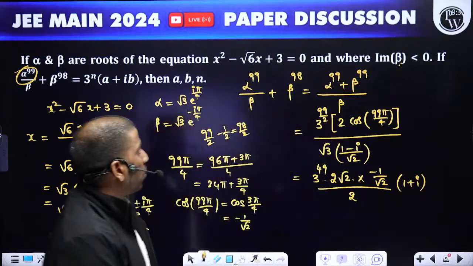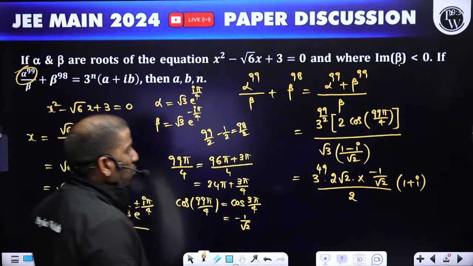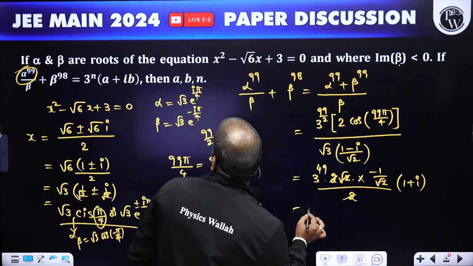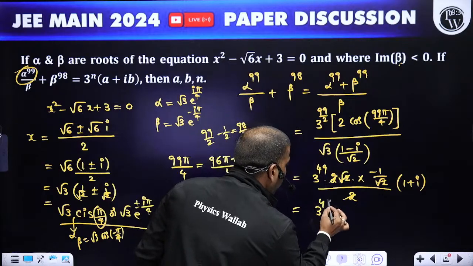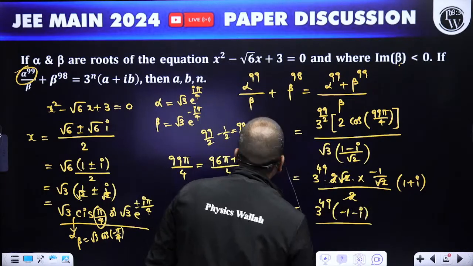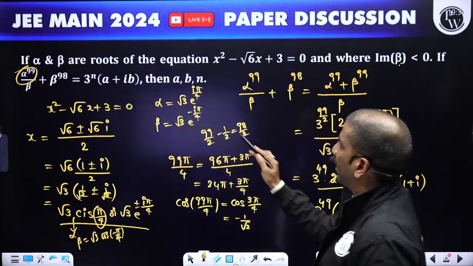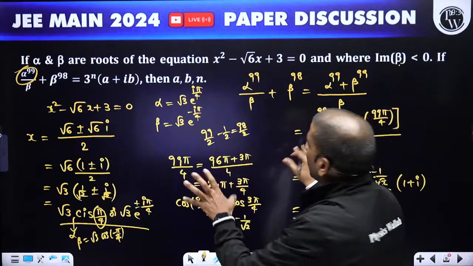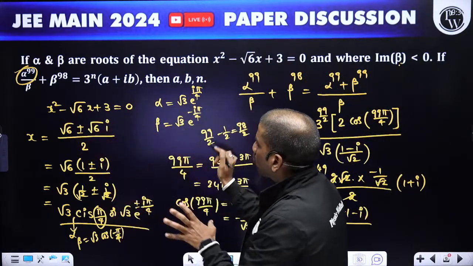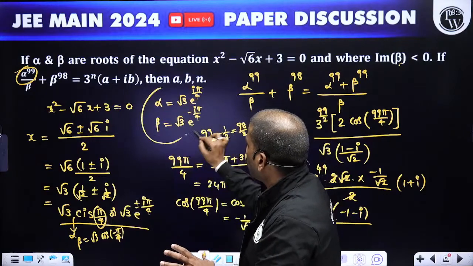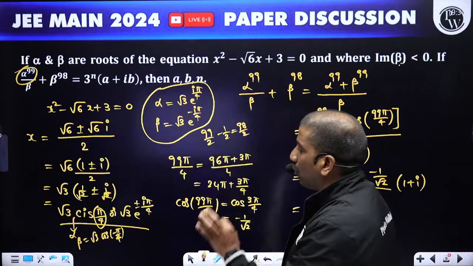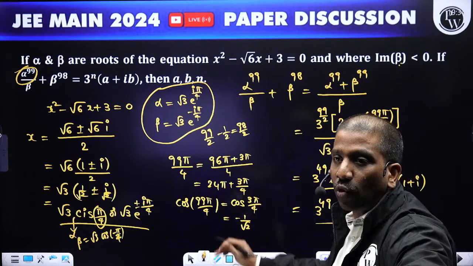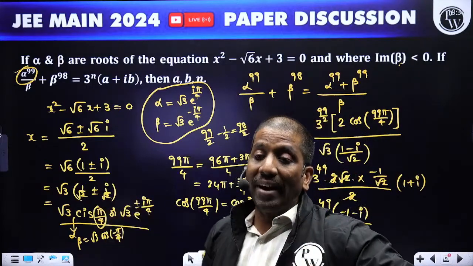Rationalization. So what do I do? We rationalize. So when we rationalize, 2 got cancelled here, root 2 got cancelled. So then what do you get? So this is 3 power 49 minus 1 minus i. So n, 3 power n is 49. A and B you can write. Okay. So this is generally when you write alpha is equal to. So if you use Euler form or polar form, cos theta plus i sin theta form, that could be very manageable, right?